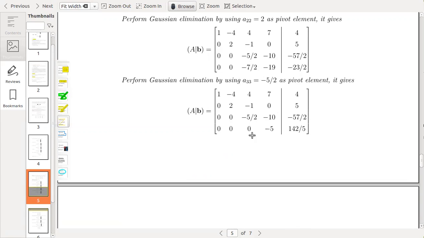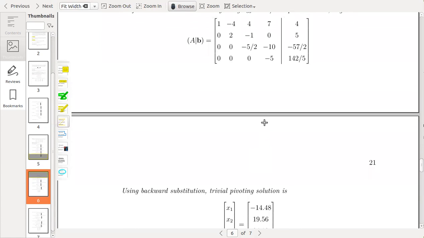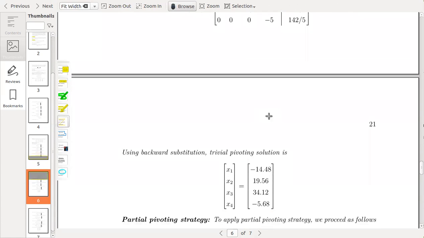So just observe that this matrix is reduced as an upper triangular matrix, and it is easy to find the solution. -5x4 is equal to this one. So x4 is equal to -5.6. 2x3 is equal to this one. x2 is equal to x3. Okay.